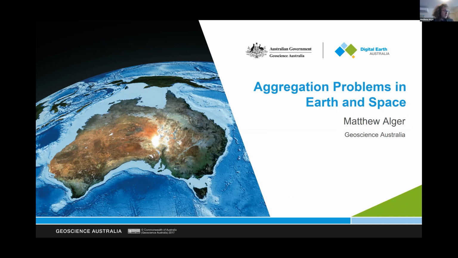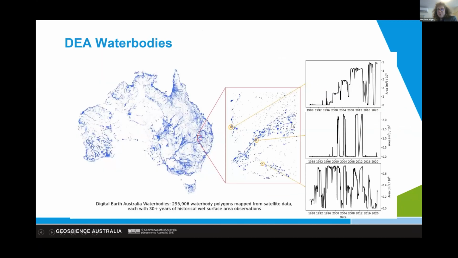Right, I'm going to present today a problem in both fields that I work in that doesn't really have a good answer. So don't expect too many answers. The product I work on is called Digital Earth Australia Waterbodies. It's about 300,000 polygons that we've derived from satellite data representing water bodies throughout the Australian continent, as well as time series over the past 30 odd years that we've extracted from Landsat data for each of these. This is a super cool data set. I like it very much.